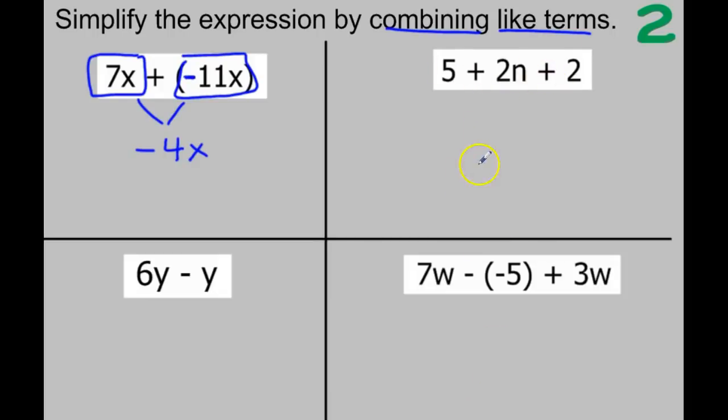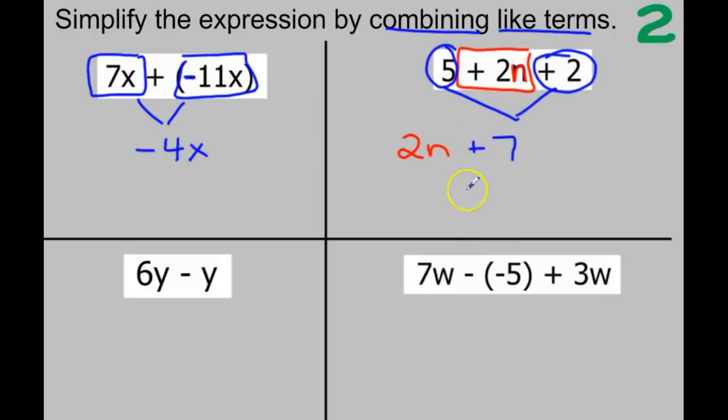Over here, we always like to do our variables first. So we have 2n. We can't combine that with either of these two because neither one has an n. And then we have 5 and 2. 5 plus 2, we can combine those, should give us 7. So this is our answer, 2n plus 7. That is simplified. It did not say solve. We don't know what n is. This is our answer.